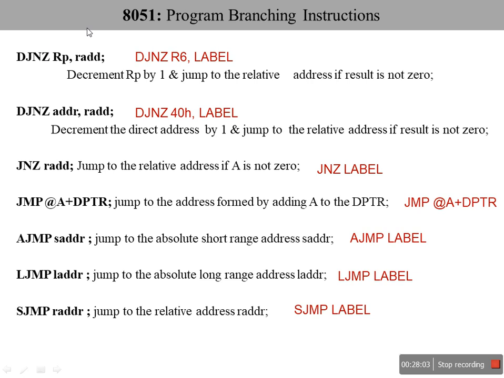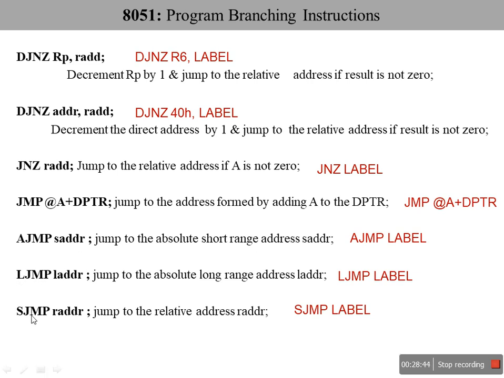Okay, so these are all conditional jump instructions, whereas we have some unconditional jump instructions like JMP @A plus DPTR. The control goes to the memory location whose address is formed by the addition of the content of the accumulator plus DPTR, and then without taking any condition into consideration, it moves to the specified location. Similarly, AJMP short address. Here, immediately, whatever address is given here, the control goes to this location. There are no conditions taken into consideration. Hence, they are called unconditional jump instructions.